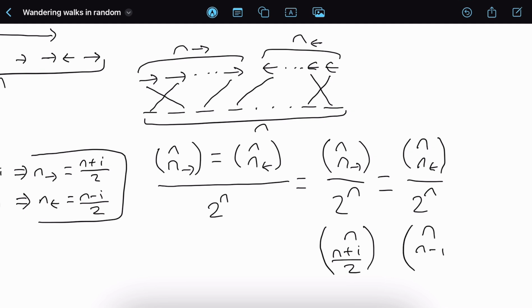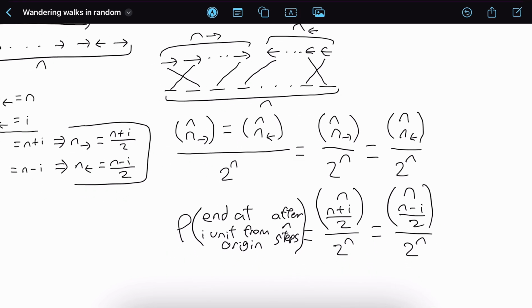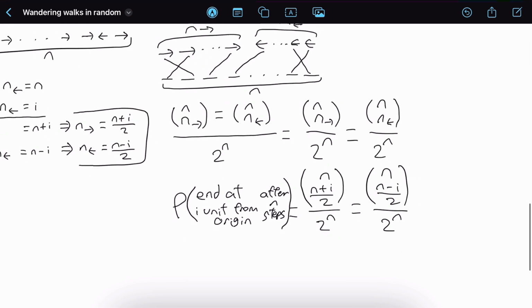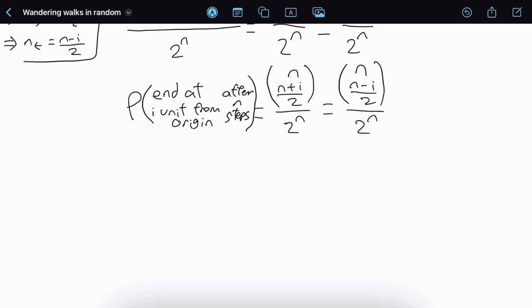And either one is okay since they are both equal in value, and both are just representing the probability of n at i units away from the origin after taken n steps, and this is the probability that we want to find. So now we know the probability of ending up any units away from the origin.